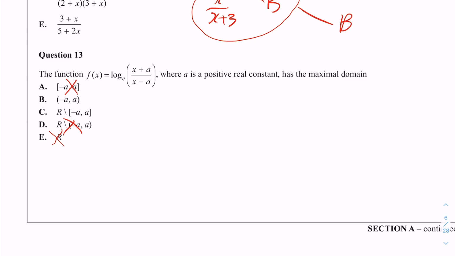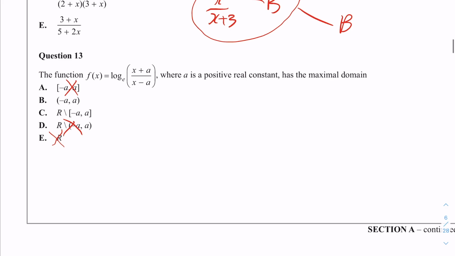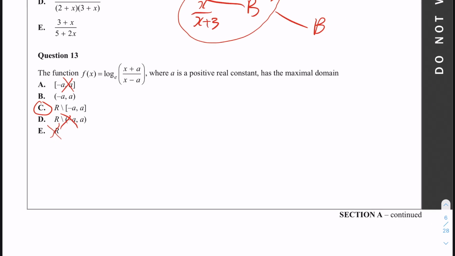And if we sub in 0, we get a over negative a, so negative 1. And that's negative. So we can't have something in between negative a and a. We have to have everything else. So C is the answer.